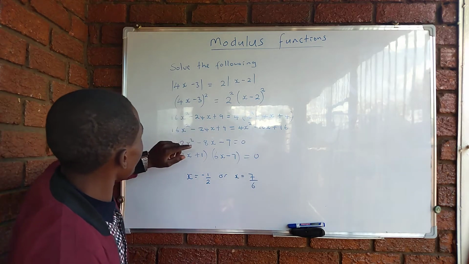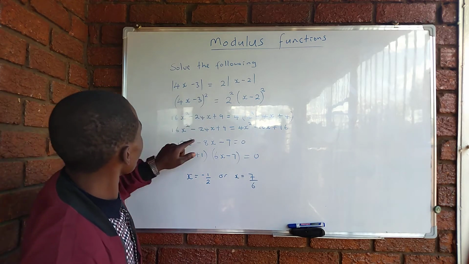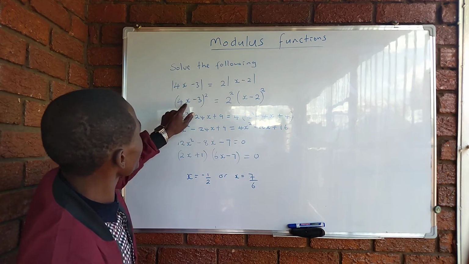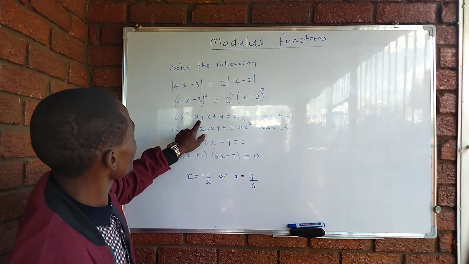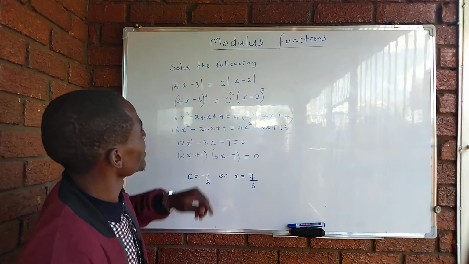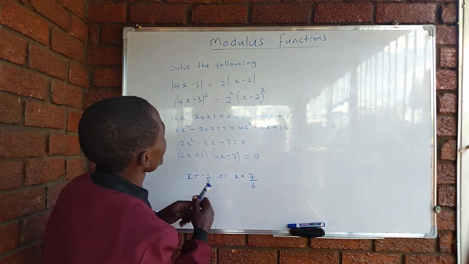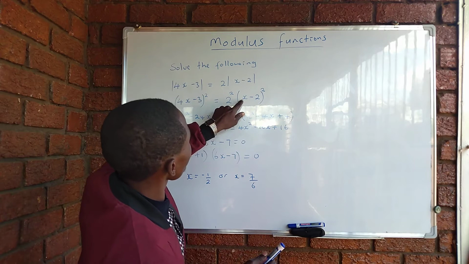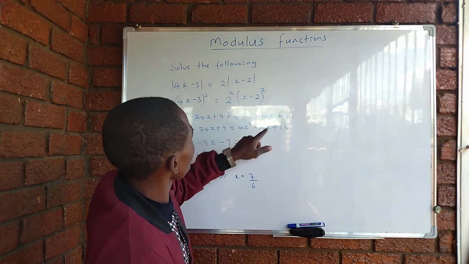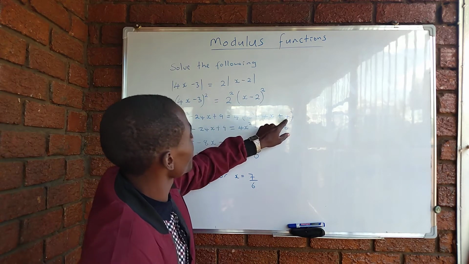Here when we simplify, we get 4x squared becomes 16x squared, then 4x times minus 3 times 2 gives minus 24x, then minus 3 squared gives 9. Then on the right, 2 squared is 4, then x squared, then x times 2 times minus 2 times 2 is minus 4x, then minus 2 squared is plus 4, right?